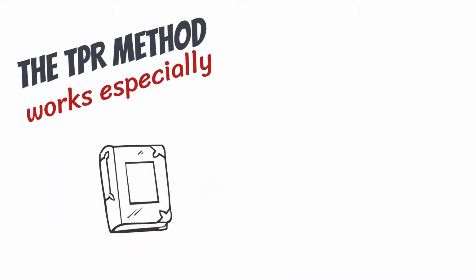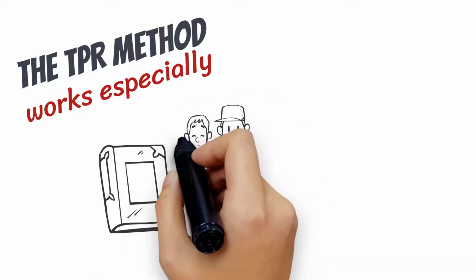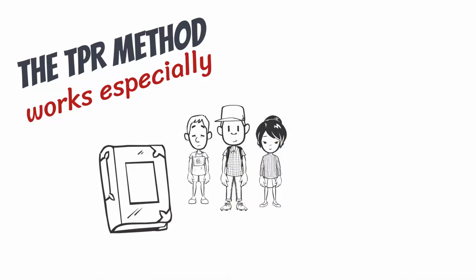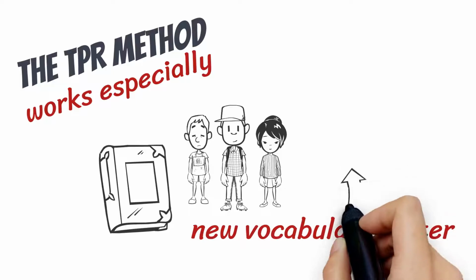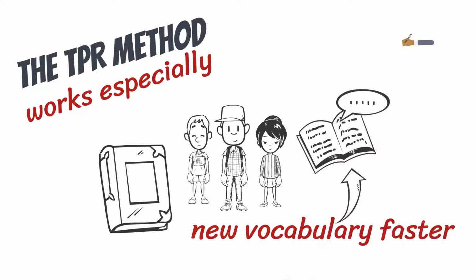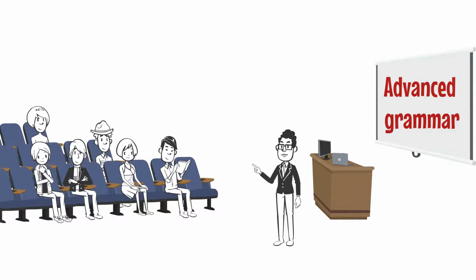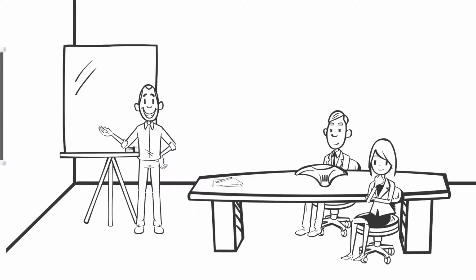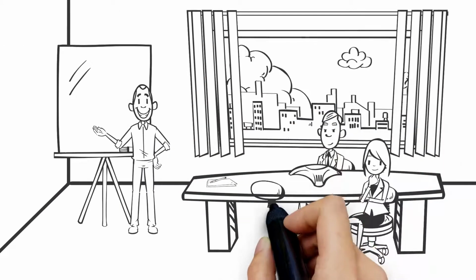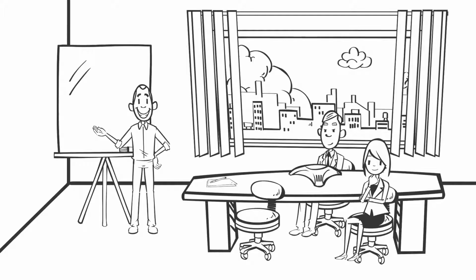The TPR method works especially well for young learners, as it not only enables them to acquire new vocabulary faster, but also keeps them active and involved in the lesson and curbs boredom. This method, however, might not work as well when teaching advanced grammar or working in a professional setting like in an office or university, and is thus a method that teachers should consider well before using.